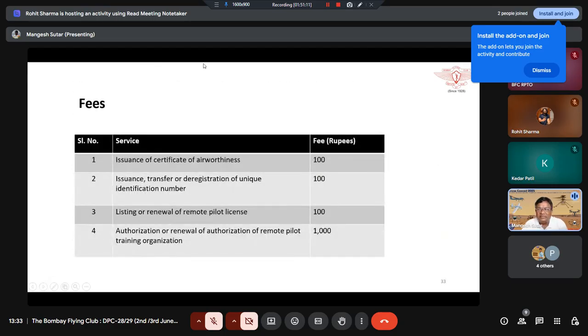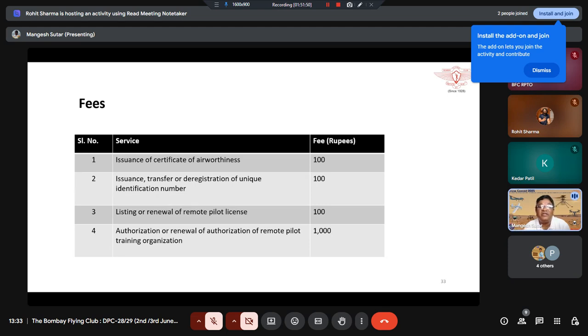Last is the topic we have heard a lot about, filling the forms D1, D2, D3, D4 and D5. So D1 to D4 are covered under 100 rupees. Only D5, which is the authorization or renewal of authorization of a remote pilot training organization, is for us, BFC or any other organization like us who are actually training people. For them only the D5 form is required to be filled and they have to pay a fee of 1000 rupees. For the rest of the forms, D1, D2, D3 and D4, only a 100 rupees fee is applicable.